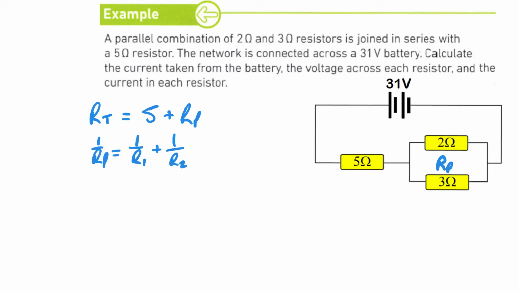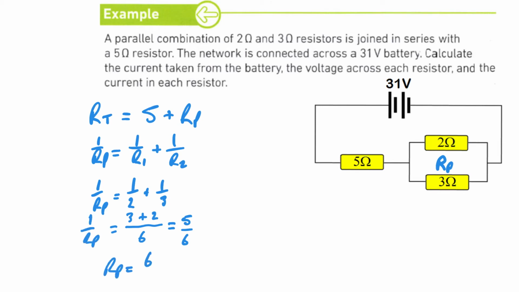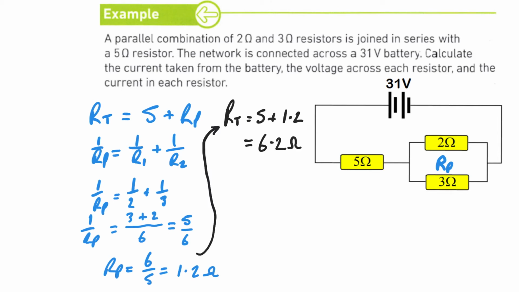So we use our parallel resistors equation. So 1 over RP is 1 over 2 plus 1 over 3. And taking a common denominator of 6, a half is 3/6 and a third is 2/6, giving us a total of 5/6. And that's for 1 over RP. So RP will be that upside down, which is 6 over 5, which is 1.2 ohms. So now we add that to the 5 to get the total resistance. So our R total is 6.2 ohms.